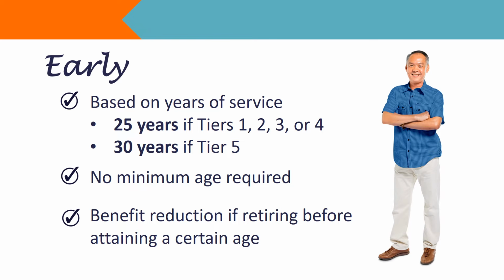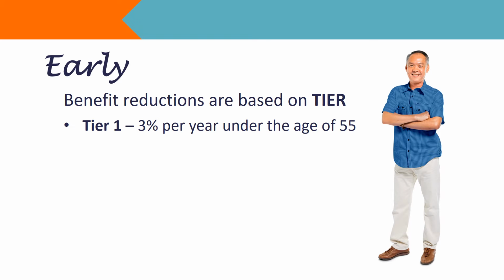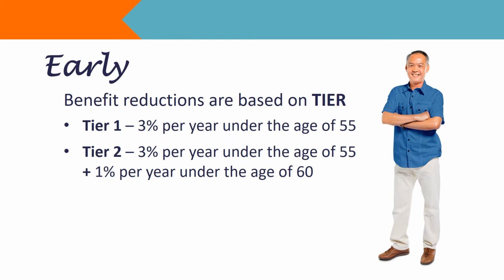explained earlier. However, and this is important, your benefit will be permanently reduced if you retire before attaining a certain age. For Tier 1 members who retire before age 55, your allowance will be reduced 3% for each year under age 55. This equals 0.25% for each month under age 55. For Tier 2 members who retire before age 60, your allowance will be reduced 3% for each year under age 55, plus 1% for each year under age 60.